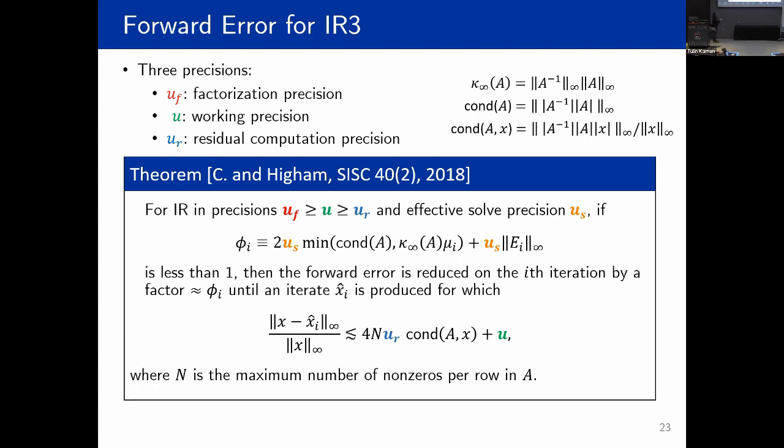Notice also that this mu shows up here. So this infinity norm condition number only comes into play once I'm very close to convergence. Usually it'll be this smaller, potentially smaller quantity. The analogous traditional bound is this, where I just have the infinity norm condition number in there. I don't get this slightly better bound.